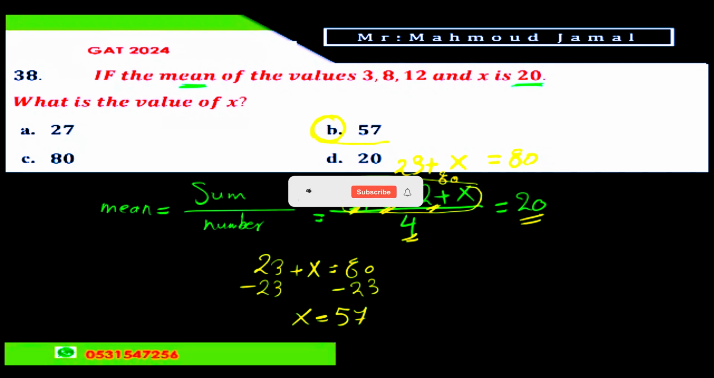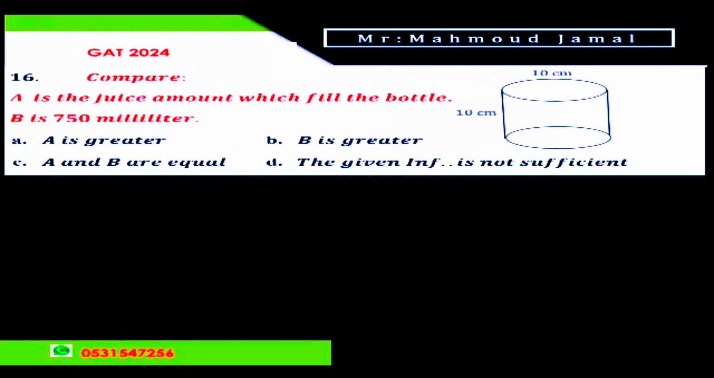The winner is B. It is the correct answer, 57. Okay? The next one. Compare. A is a juice amount which fills a bottle. B is 750 milliliters. So now I have to find the volume, the capacity of this one. The capacity meaning the volume of this one.